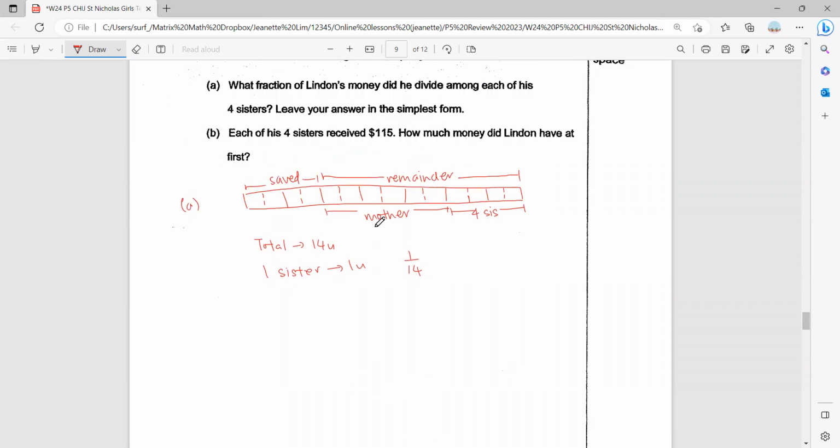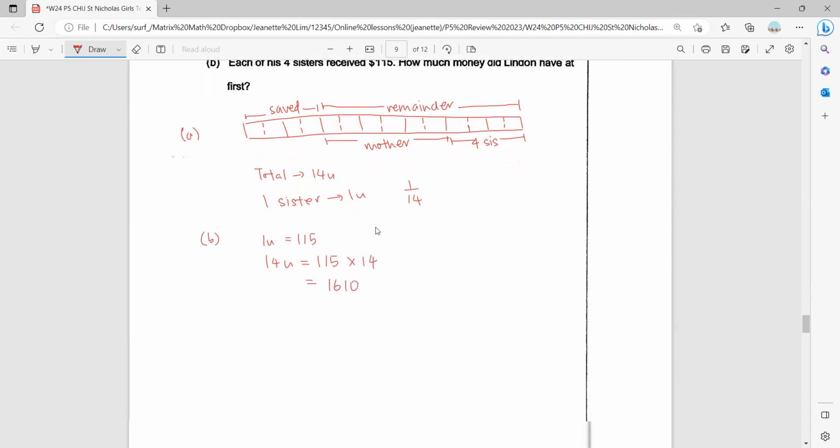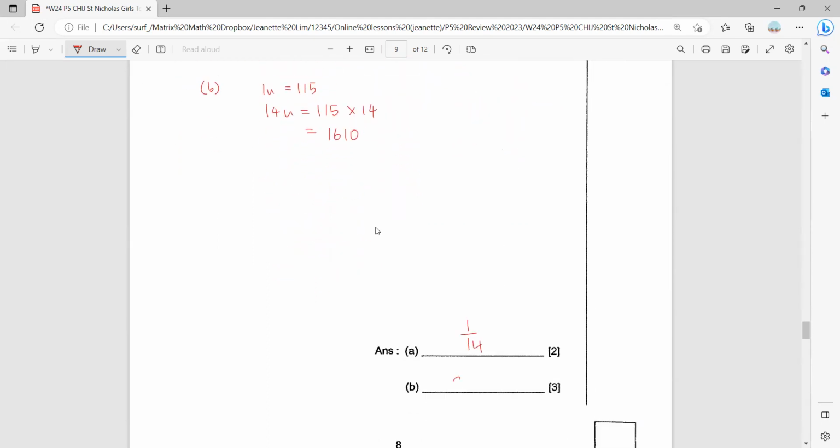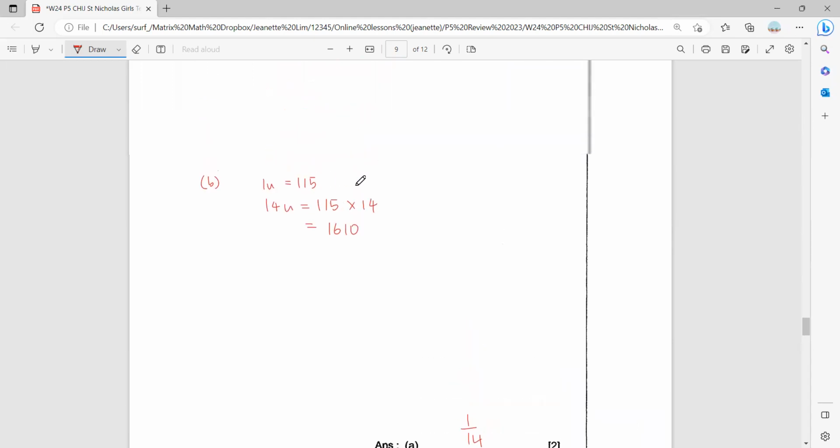Then for part B, each of them received $115. How much did Lyndon have at first? So if 1 unit is 115, you want to find the total, which is 14 units. You just need to take 115 times 14. So the answer is $1,610.